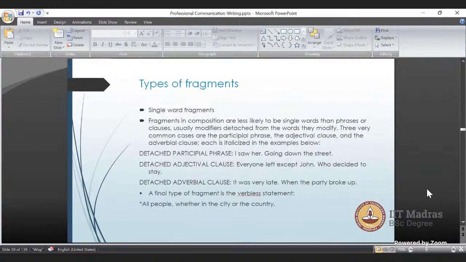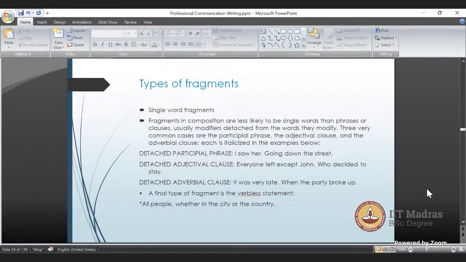We look at types of fragments. That is what we were looking at in those ads. Some of them were present, some of them weren't. I was not able to find examples for others, so anyway, I'll tell you what those are. Single word fragments, yes, that's also possible. But more than that, fragments in composition.